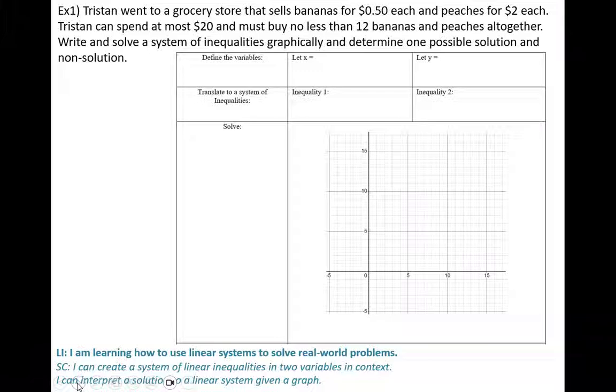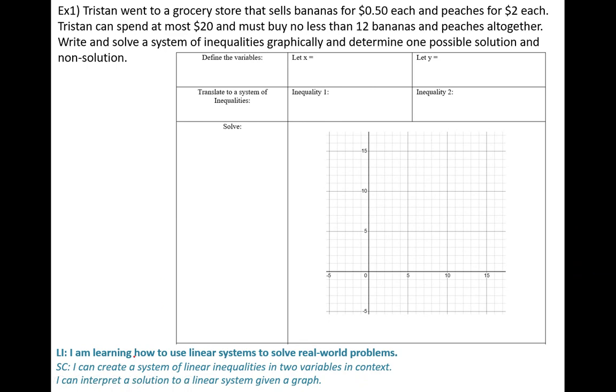Here we go. Number one, Tristan went to a grocery store that sells bananas for 50 cents each and peaches for $2 each. Tristan can spend at most $20 and must buy no less than 12 bananas and peaches altogether. Write and solve a system of inequalities graphically. That means we're going to graph in order to solve, and determine one possible solution and non-solution.